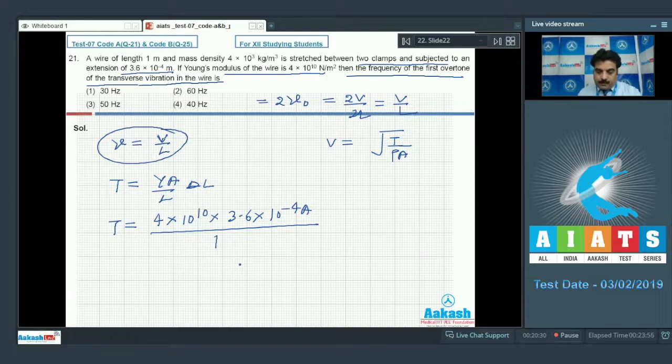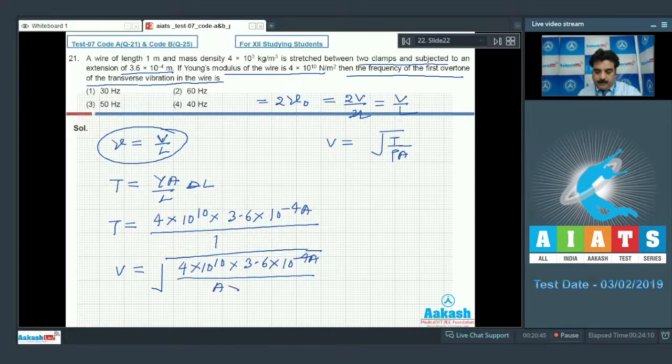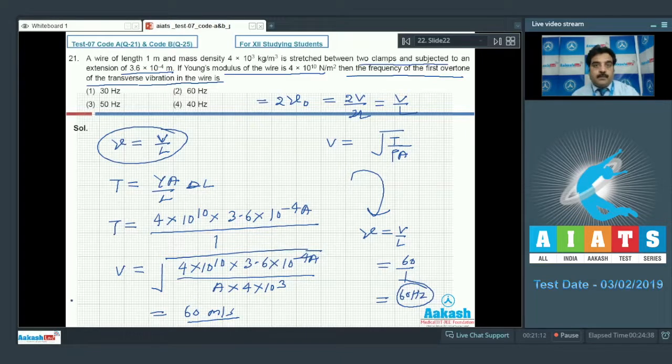So now I am going to calculate speed V. V is the square root of 4 into 10 to the power 10, 3.6 into 10 to the power minus 4 a, divided by a into 4 into 10 to the power 3. When you calculate, you will get speed 60 meter per second. And now I am going to calculate the frequency, and that is nu. Nu is equal to V by L. V is 60, L is 1 according to the problem, then we'll get 60 Hertz. So my option number 2 will be the right choice. So we'll move to question number 22.